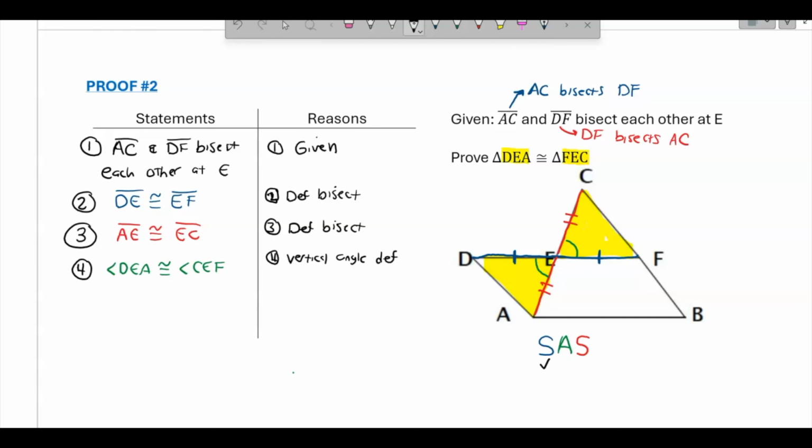So let's check. We created our first bisector, check. Our second bisector, check. And finally, our angle, check. We have side, angle, side. We're good to go. We can write our triangle congruent statement. So triangle DEA is going to be congruent to triangle FEC. And our reason, once again, side, angle, side.